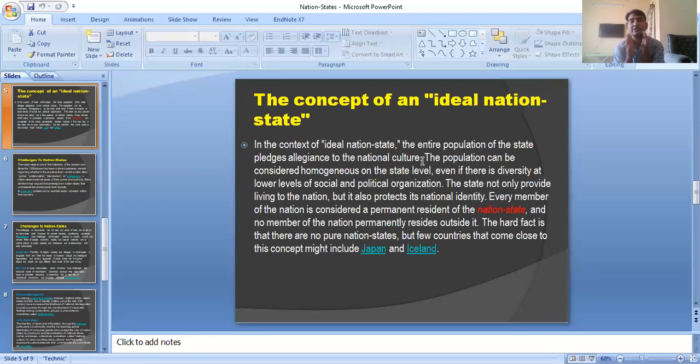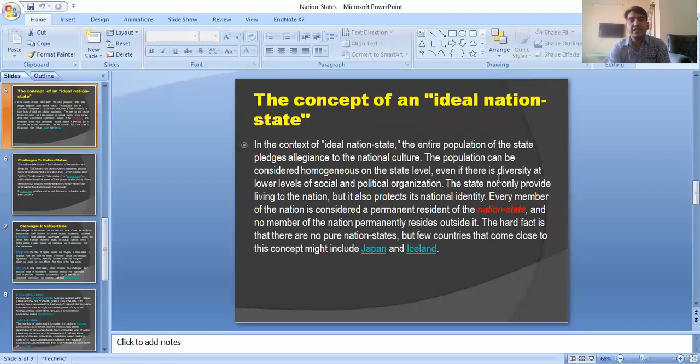So what has happened in nation state, all the people have to look to their states, meaning they are always being patriotic or loving to their countries. So the population can be considered homogeneous on the state level, even if there is diversity at the lower level of social and political organization. Even though that nation has some sort of diversity in terms of social or political standing, still they have to show the allegiance, the oneness, the acknowledgement, or ownership to the state.